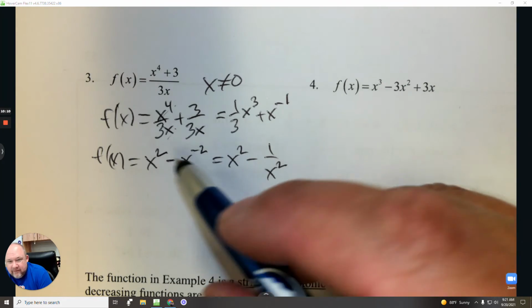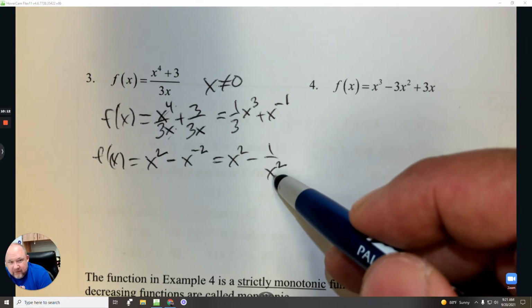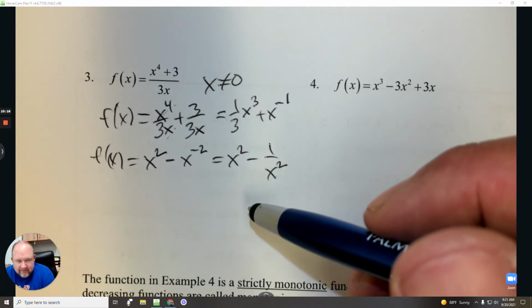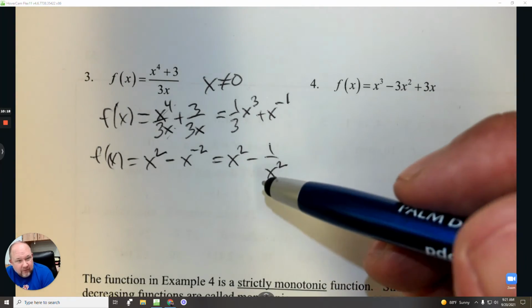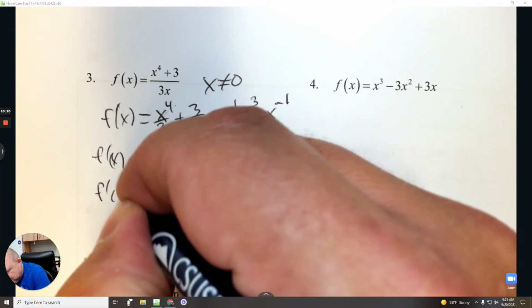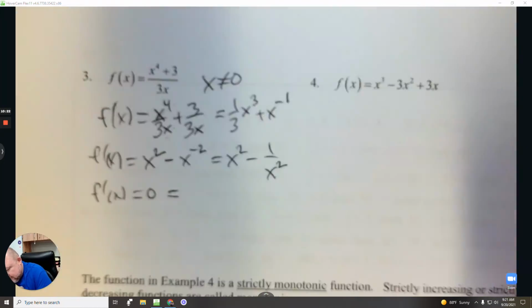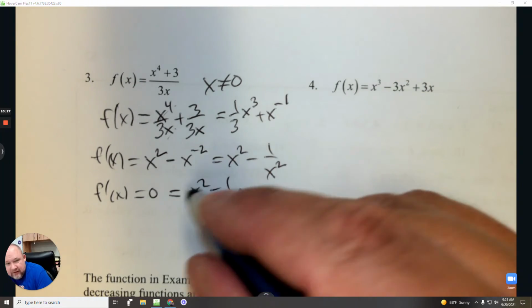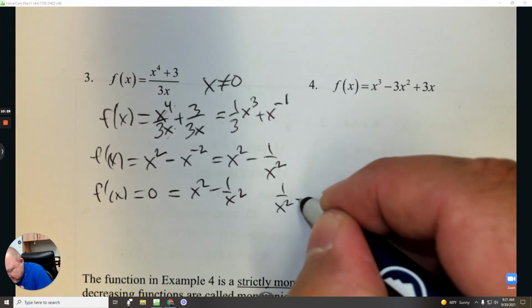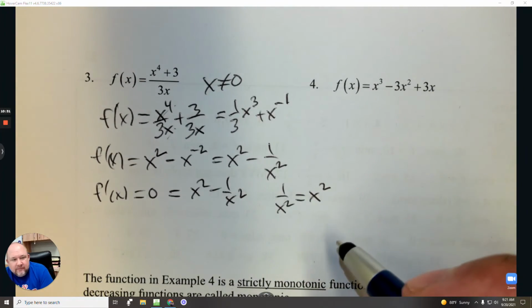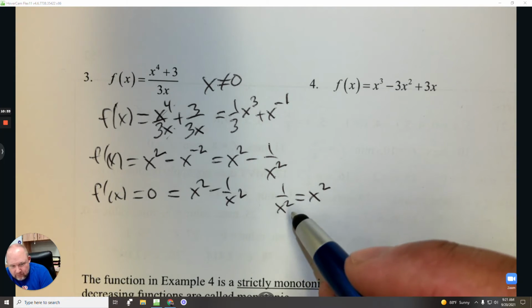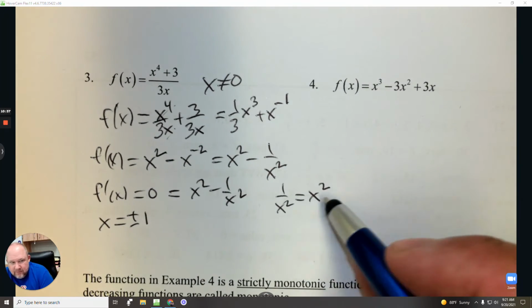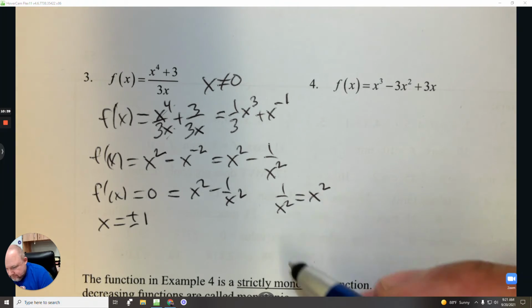So notice that the derivative at 0 is undefined, but it's already a domain restriction, which means it can't be a relative max or min. If I make it equal to 0 and solve it, I can add 1 over x squared to the other side. And then what values would make them equal to each other? So the answer is positive and negative 1 would make them equal to each other.